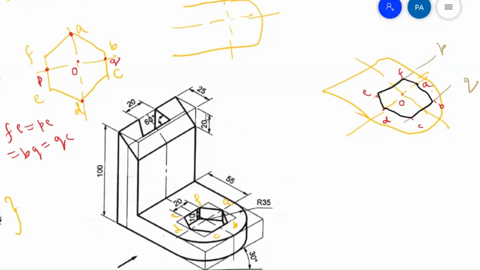So once you get this P and Q point, F, E, B, C can be marked. Once all the points are marked, you just join them and you will get a hexagon. Clear?